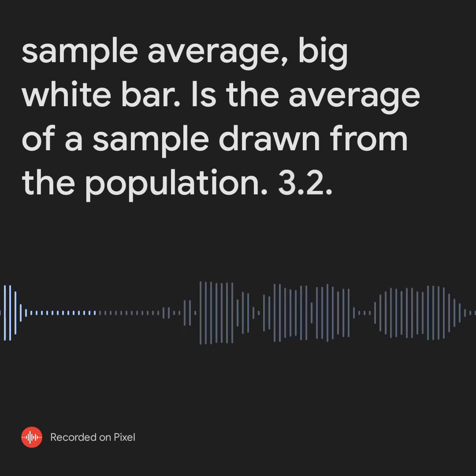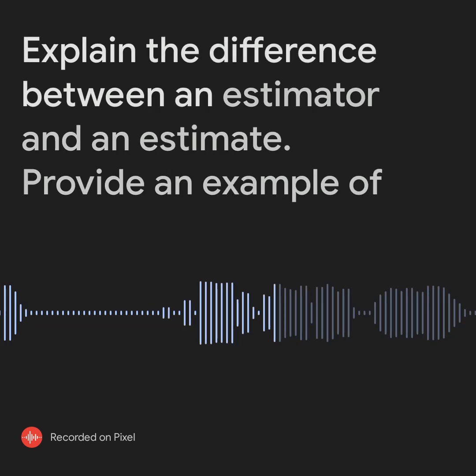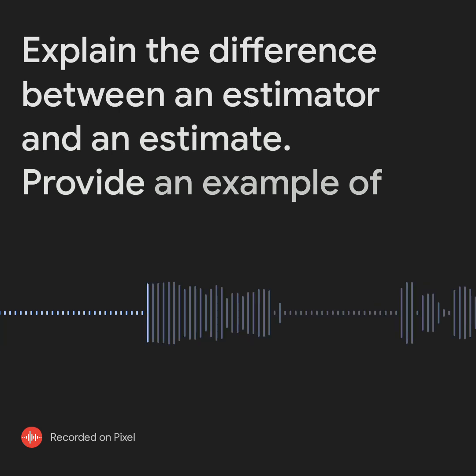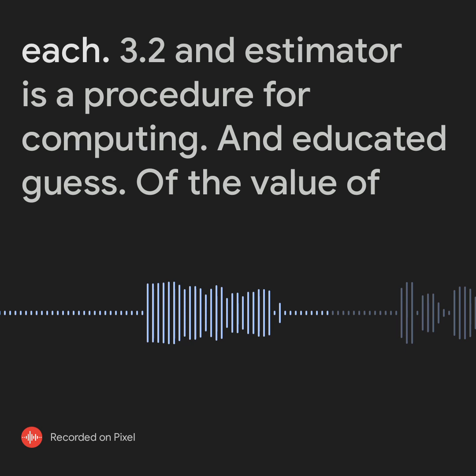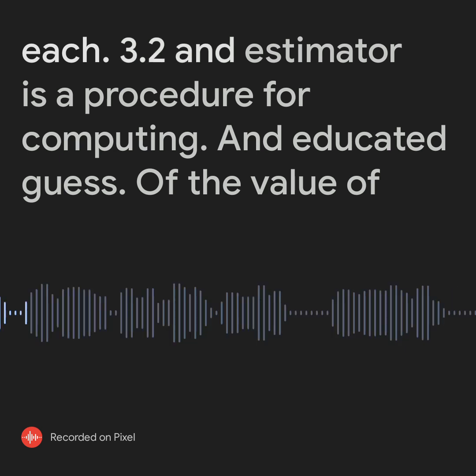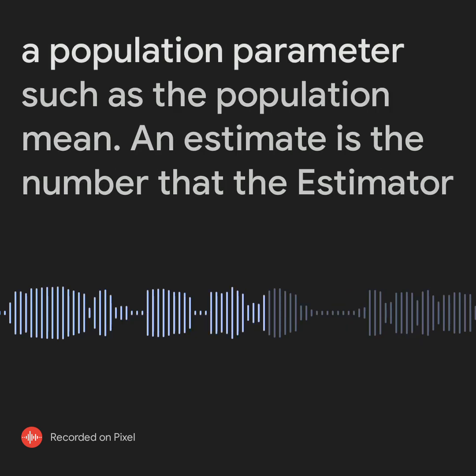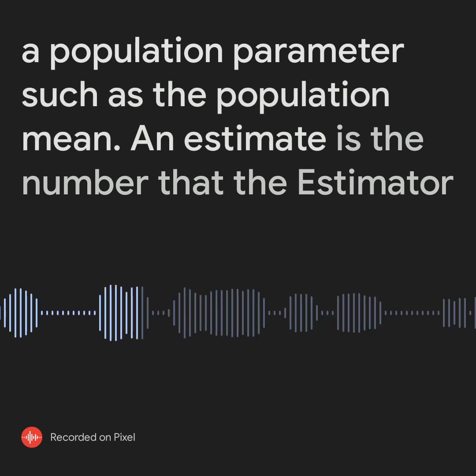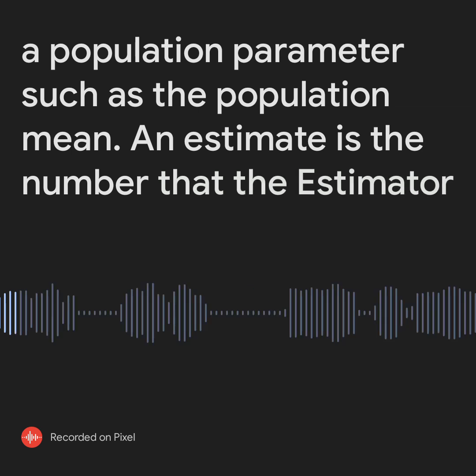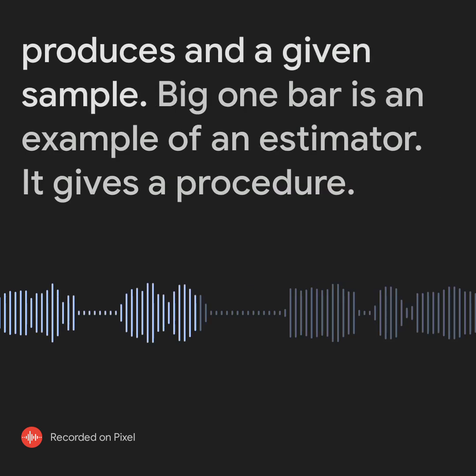3.2. Explain the difference between an estimator and an estimate. Provide an example of each. 3.2. An estimator is a procedure for computing an educated guess of the value of a population parameter, such as the population mean. An estimate is the number that the estimator produces in a given sample.